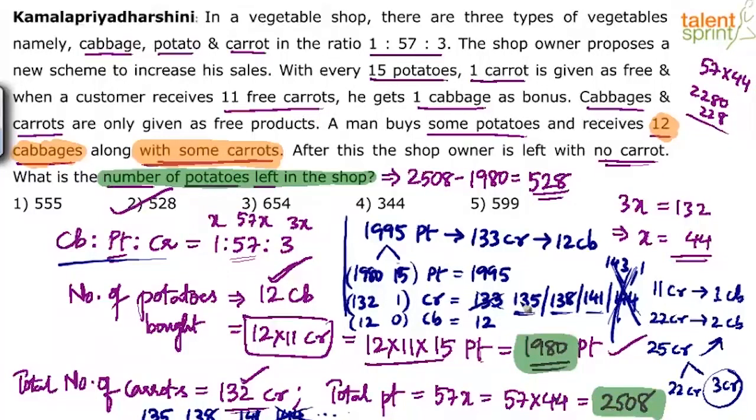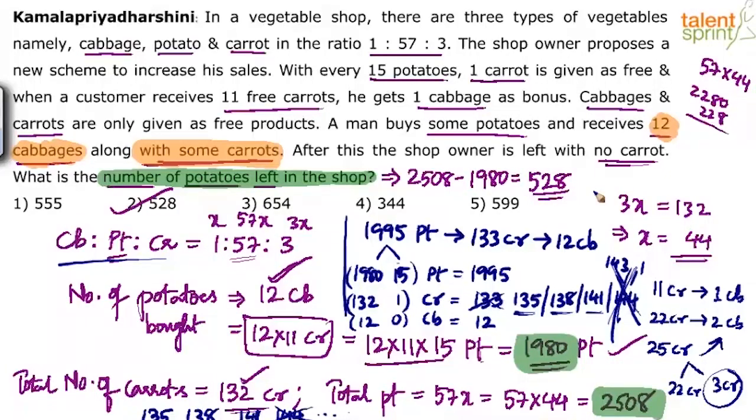Of course, if you start doing all this, the answer can be determined. Well, I said the answer cannot be determined, because from the given options only 528 satisfies, but otherwise there are multiple answers possible. You're able to follow? If I take 135 carrots, what happens? Out of this, for 132 carrots, he has got 12 cabbages. For the extra 3 carrots, he has bought 45 more potatoes. So the number of potatoes bought will become 1980 plus 45. So the number of potatoes left will be 2508 minus 1980 minus 45, which means from this 528, you have to subtract 45. You're getting it?